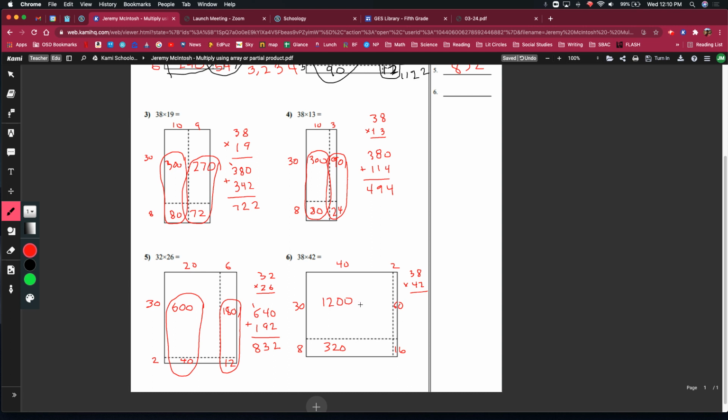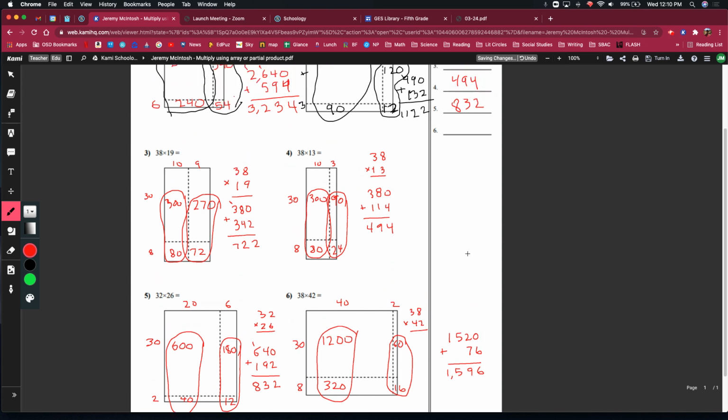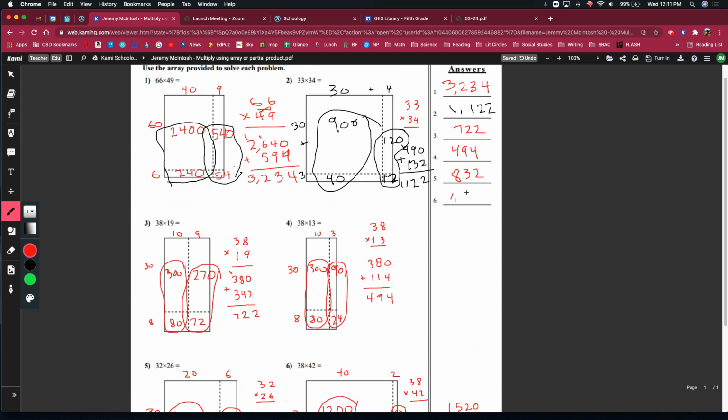Add them up. So 1200 plus 320. Let's see, that would be 1520, plus these little ones here. 60 plus 16 is 76. Add them up now. Just add up the combos. 0 plus 6 is 6. 2 plus 7 is 9. 1 plus 5 is 5. 5 plus 0 is 5, and 1 plus nothing is 1. 1596.